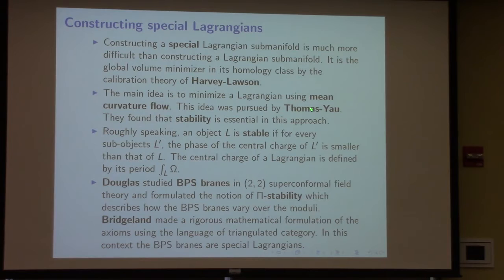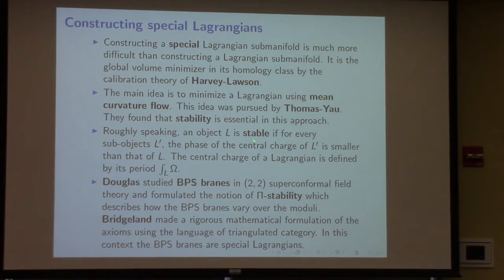Thomas and myself, in 1999, he was my postdoc at that time, we discussed stability of Lagrangian cycles. And we believe that stability of these Lagrangian cycles is essential for the mean curvature flow to converge and have no singularity. So this is an analog of stability of bundles, of vector bundles. So we asked for the phase of the central charge of alpha to be smaller than that of L, and the central charge is defined by this. And this is interesting. So far, there's no serious counterexample to this statement that we want to put.